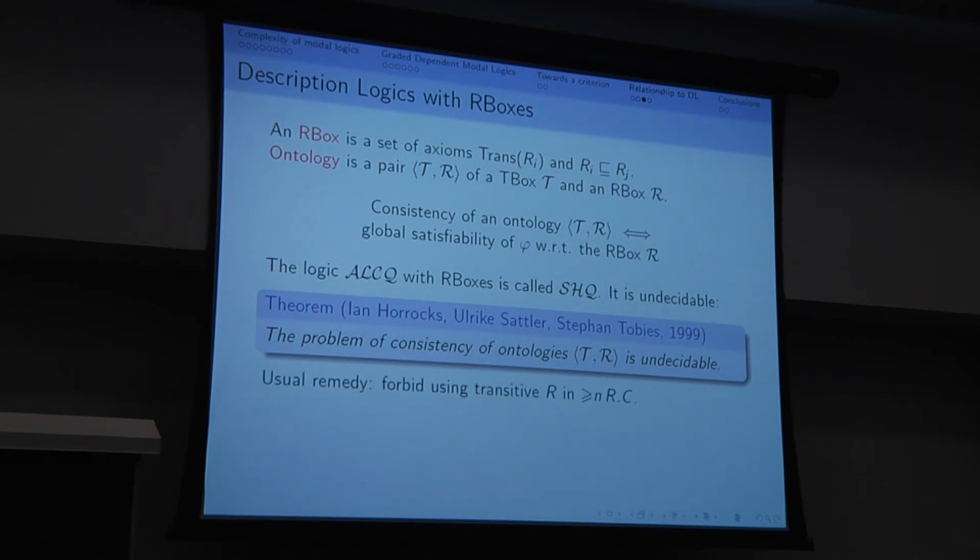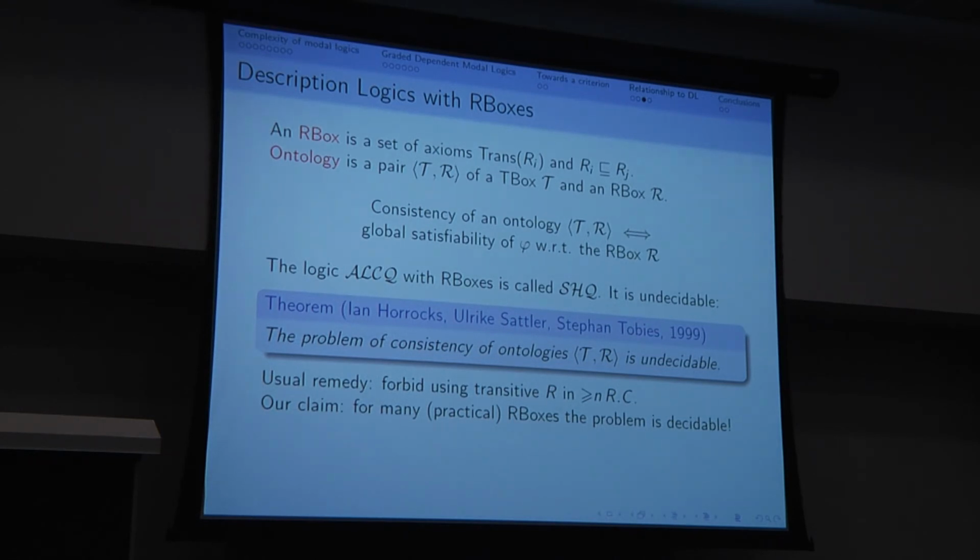And what is the remedy that the description logic community takes? In order to avoid undecidability, they simply forbid transitive roles in these expressions. Transitive roles and roles that contain a transitive subrole. So our claim is that for many practically, perhaps hopefully practically useful RBoxes, the problem is still decidable.